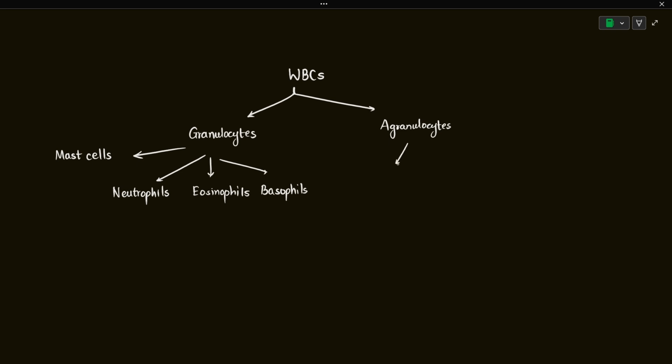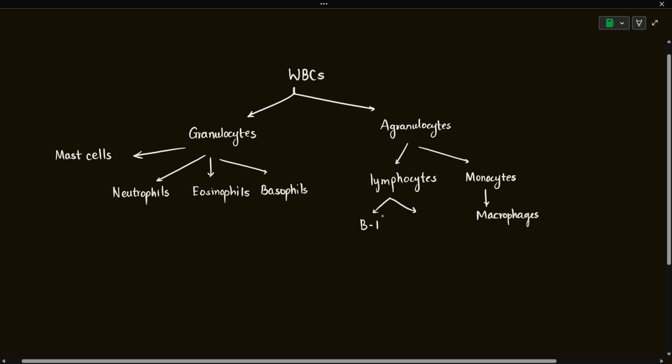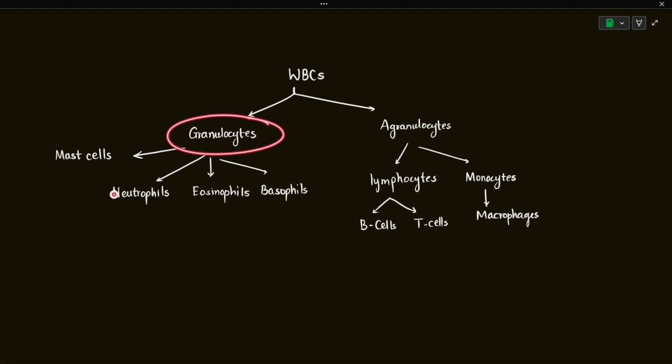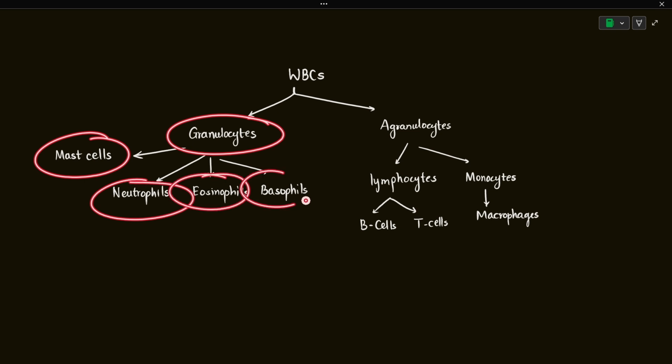So they are lymphocytes and the monocytes. Monocytes in future get differentiated into macrophages, so they form macrophages. While lymphocytes are of two types: B lymphocytes and T lymphocytes, right?